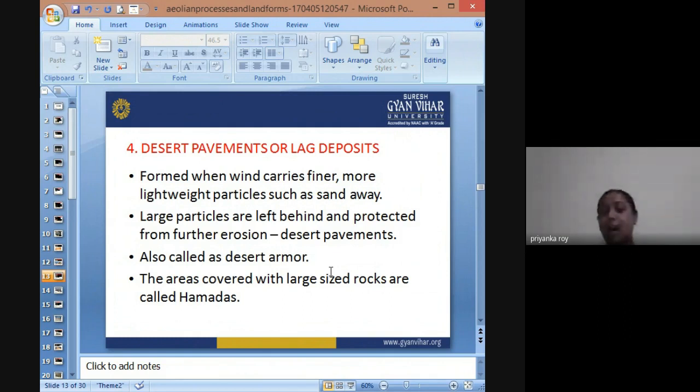The area covered with large size rocks is called hamada. What are large size hard rock, bedrock, when it is exposed due to the continuous blowout, what is left behind is hard rock. When it stretches for a very long area, it is called hamada.